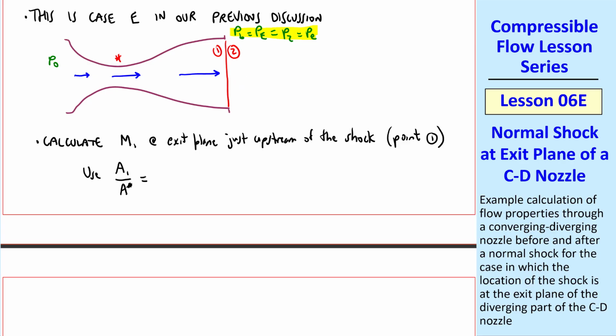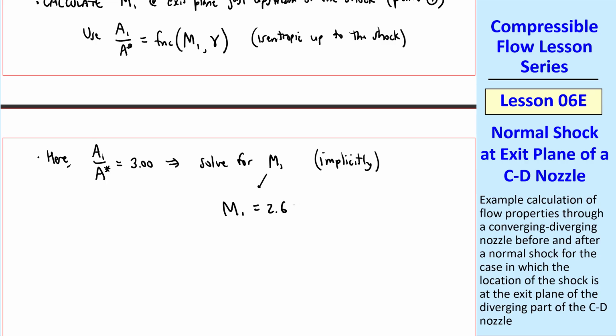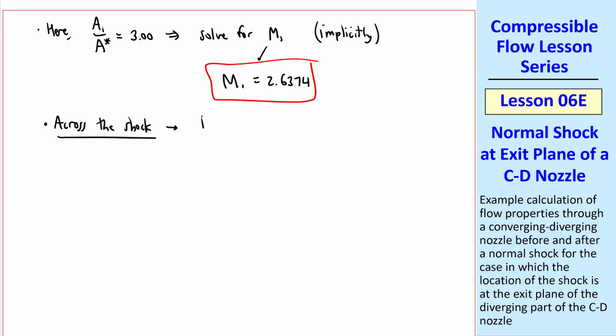Recall our equation for A1 over A star as a function of Mach number 1 and gamma, where the flow is approximated as isentropic right up to the shock. Here we know A1 over A star is 3.00, so we solve for M1, and recall that this must be solved implicitly. We get M1 is 2.6374.